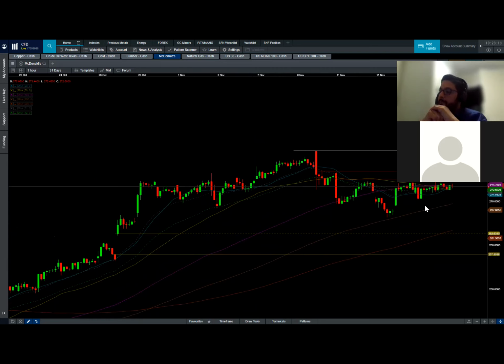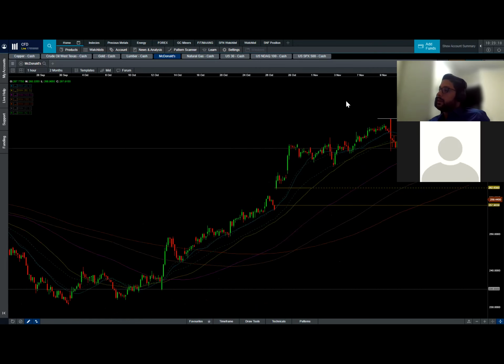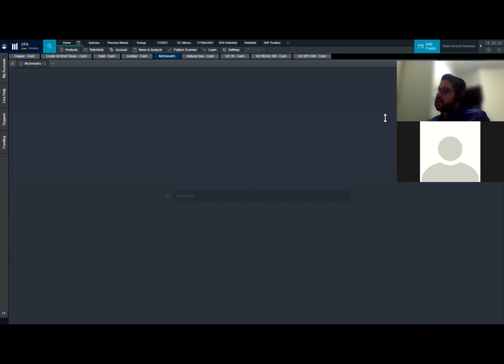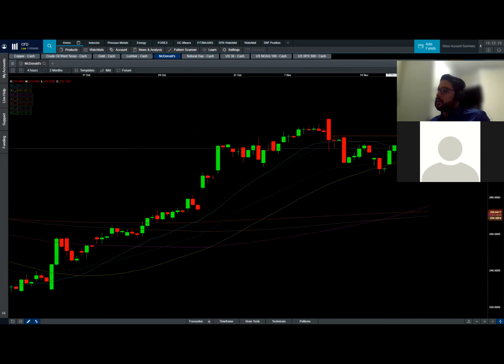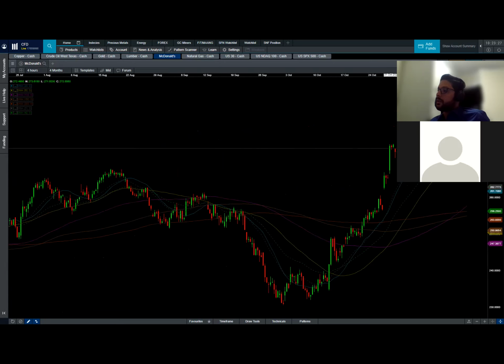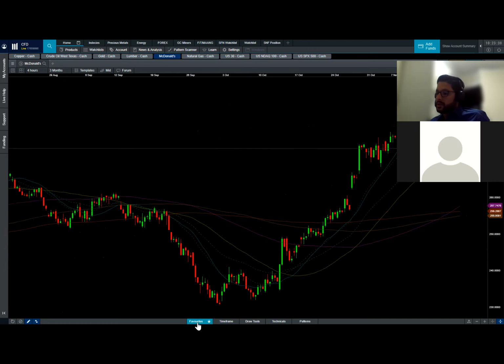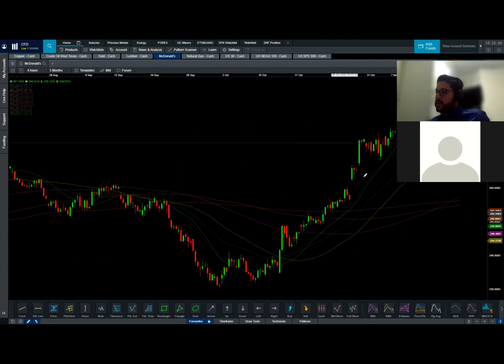So again, this is McDonald's based on the QM pattern, and this is H4. Let's see. You see, it cleans the previous low here, and this one is coming to this nice demand area. So if you want to mark this one as a demand area, this is a perfect spot for a demand area.